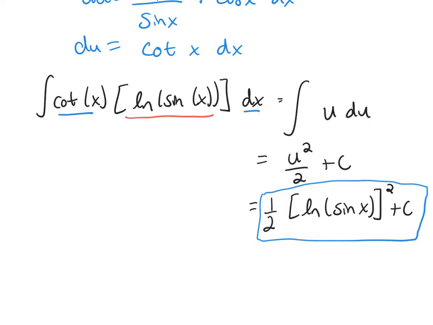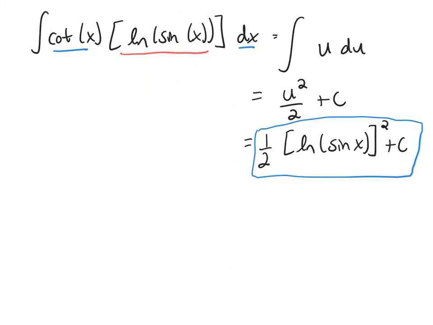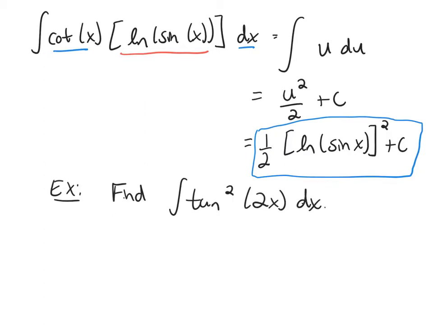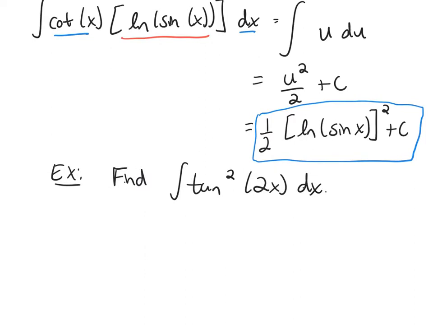Okay, let's do one last integral. Find the integral of tangent squared of 2x dx. Here I have a composition. Let's try a substitution here. Let's let u be 2x. And if you solve for dx, 1/2 du equals dx.